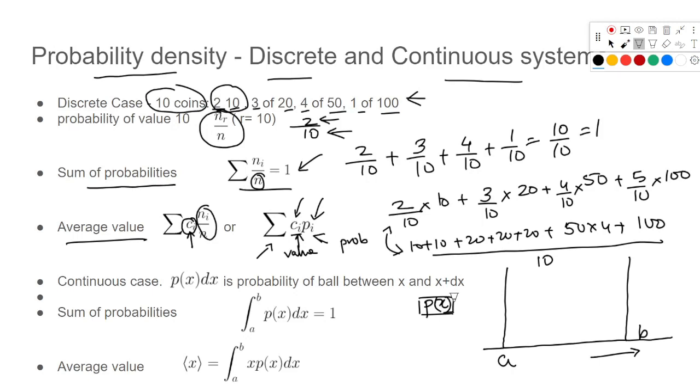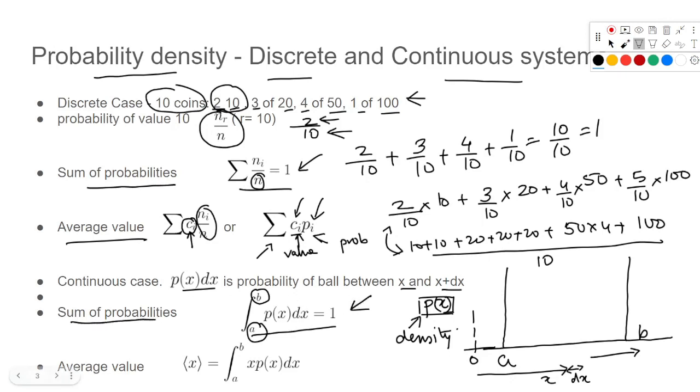What that means is that P(x) dx is the probability of the ball being found between x and x plus dx. So, P(x) is the probability density and P(x) dx is the probability of the ball between x and x plus dx. And if you integrate this from the minimum possible value to the maximum possible value, that is a and b, you should get a 1.